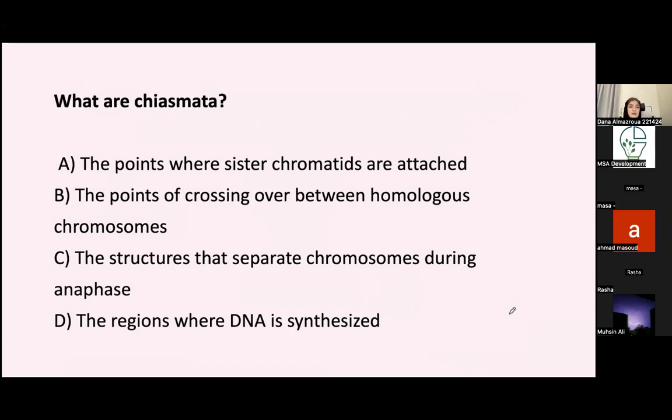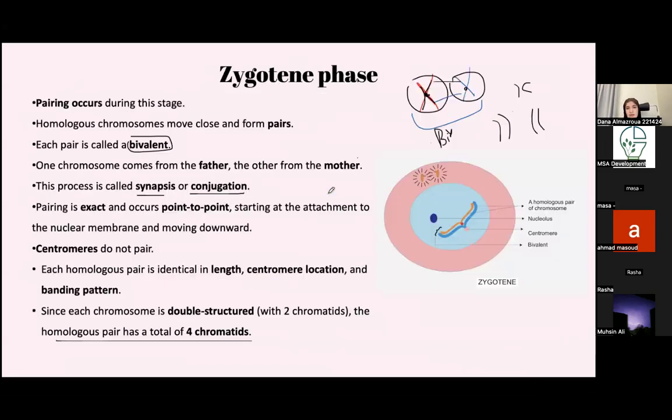What are chiasmata? I've mentioned it earlier. I understand this might be a bit confusing because you're still new to the terminology, but someone said B. Okay, B, B, B, B, B, B. A lot of B's. Exactly, bravo. The answer is B. Chiasmata are the points of crossing over between homologous chromosomes. Alhamdulillah, you guys all answered it well.